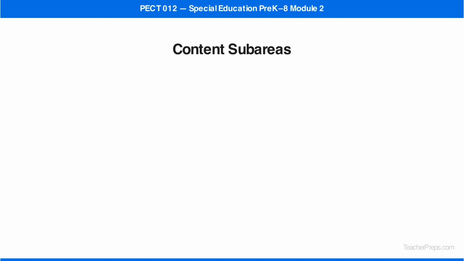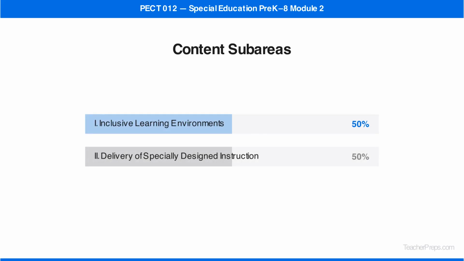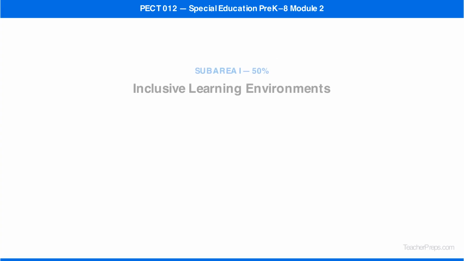The Module 2 exam is divided into 2 content subareas, each worth 50%. Subarea I is Inclusive Learning Environments, covering 3 competencies: planning and managing learning environments, fostering communication and social skills, and supporting transitions and independent living. Subarea II is Delivery of Specially Designed Instruction, covering reading foundations, literacy instruction, and content area instruction for students with disabilities. In this video, we're deep diving into Subarea I, which is half your entire Module 2 score. Let's begin with Subarea I, Inclusive Learning Environments.